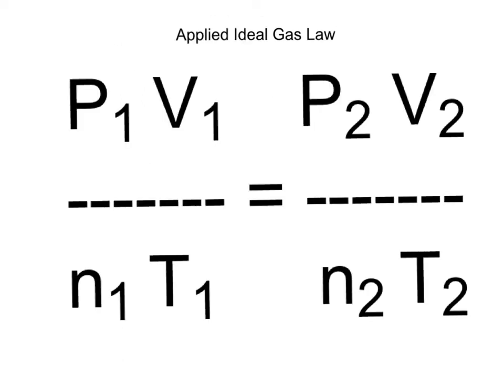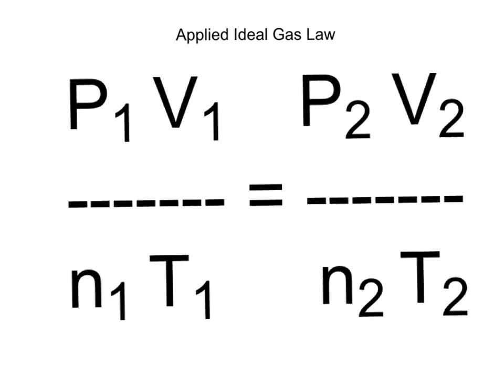So back to the applied ideal gas law. This is just taking PV equals nRT and setting them equal to each other for an initial and a final condition, hence the ones and the twos. Because you would have R staying the same on both sides, we can remove R from that equation because it would be constant and it would divide out. So using that same logic, we're going to actually derive the combined gas law now.